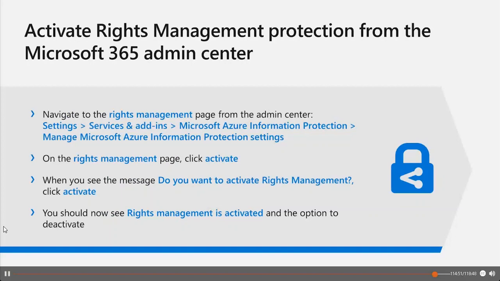Basically, you can activate or check the actual status of the Rights Management protection from the Microsoft 365 admin center. You can navigate to the Rights Management page under Settings, Services and Add-ins, Microsoft Azure Information Protection, and click the Manage Microsoft Azure Information Protection settings option. On the Rights Management page, you will see it already in the active state, or you can click activate or deactivate to do the respective operations. So this is a typical option. You can do that for your tenant specifically.